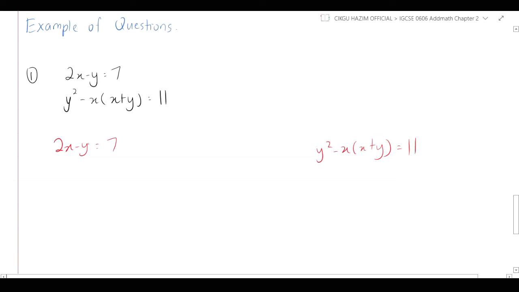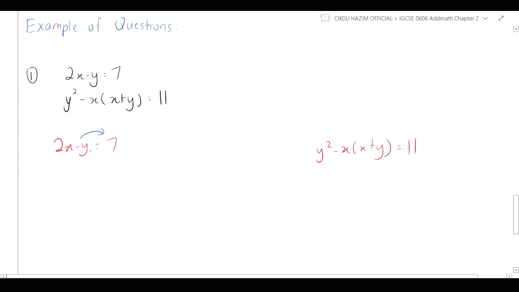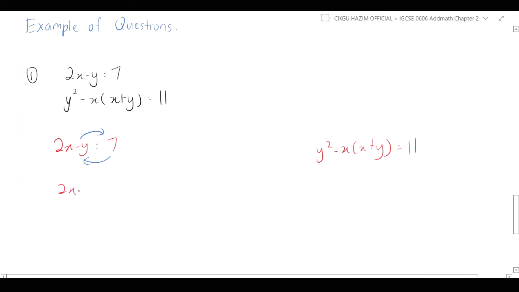So I think the one that's actually very easy here, I make y the subject. I move this negative y to the right side and 7 to the left. What it will be here is 2x minus 7 equal to y, or y equal to 2x minus 7.